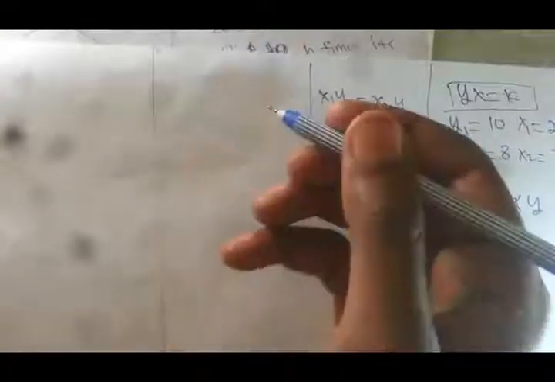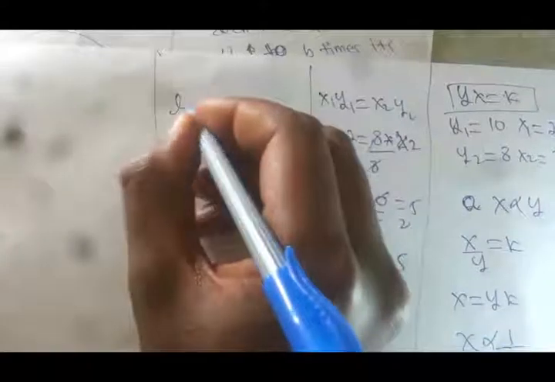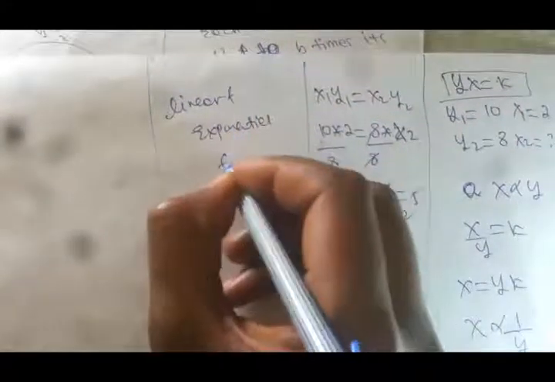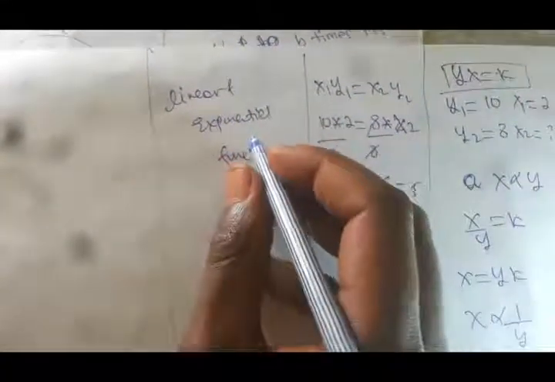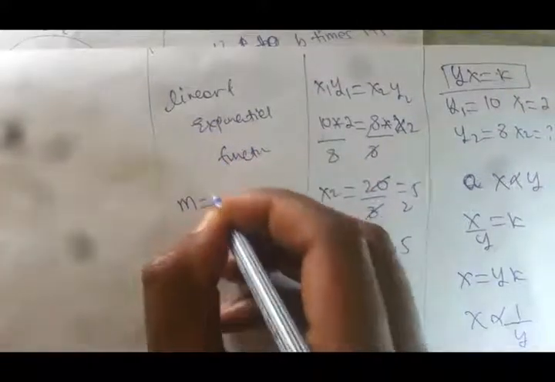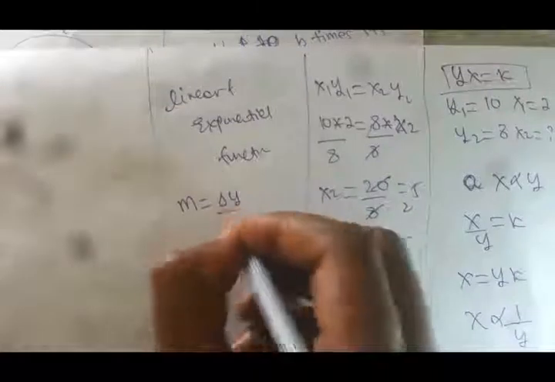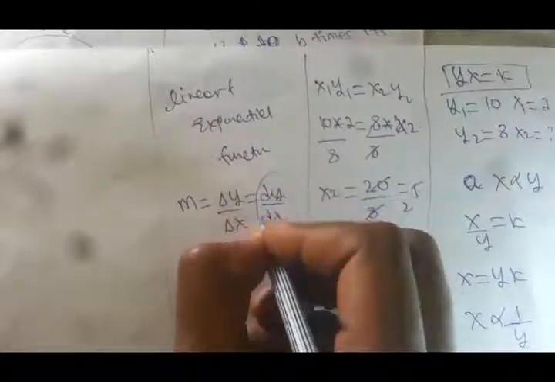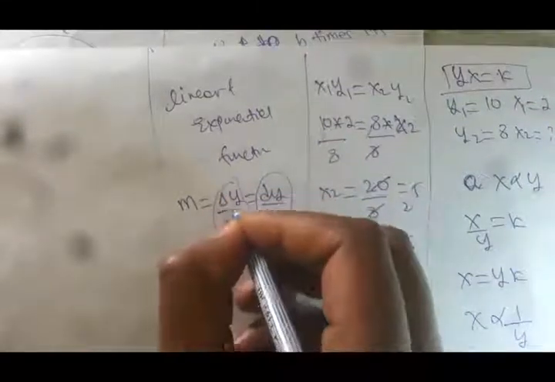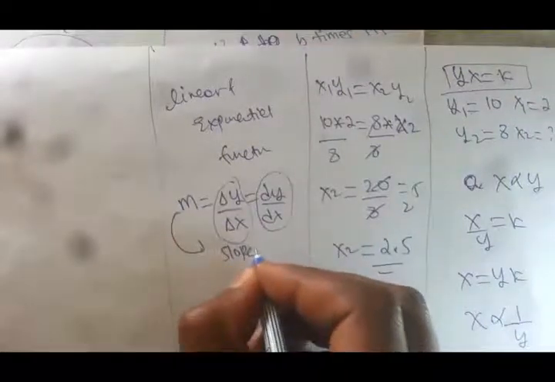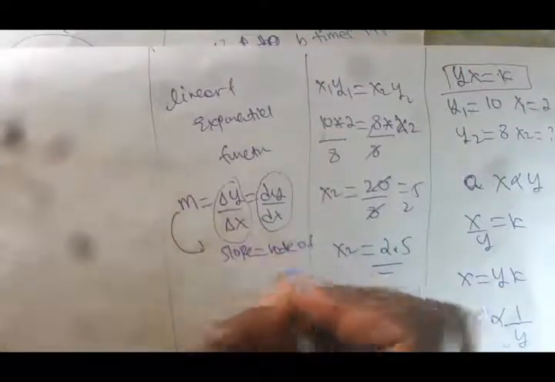And now we are going to talk about the difference between linear and exponential function. What does linear function mean? Linear function is a type of function in which the rate of change, or m, is equal to change in y over change in x, or dy over dx. For a small change we use this, for a large change we use change in y over change in x, and m is called slope or rate of change.